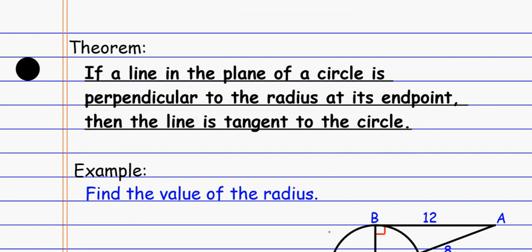The next thing we can talk about here is if a line in the plane of the circle is perpendicular to the radius at its endpoint, then the line is tangent to the circle. This is the same thing, but in reverse, okay? The previous one was, hey, the tangent line and the radius come together at a 90-degree angle if they meet at the point of tangency. And this one's just saying, hey, if one of these things meets on the circle at a 90-degree angle with a radius, well, then that line must be a tangent line, okay? So it's kind of just using the same thing, but in reverse.